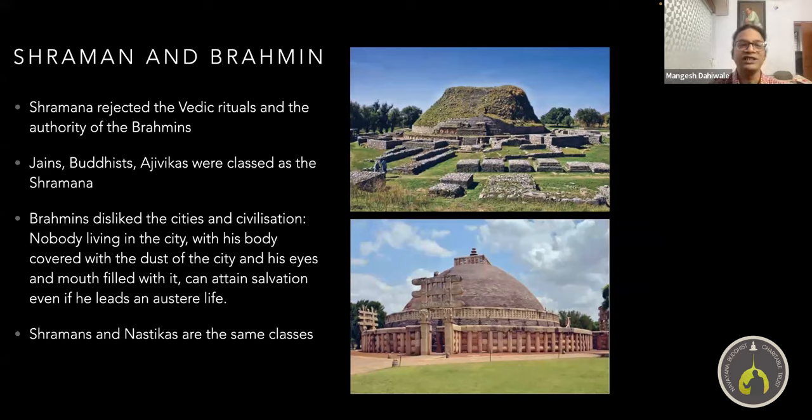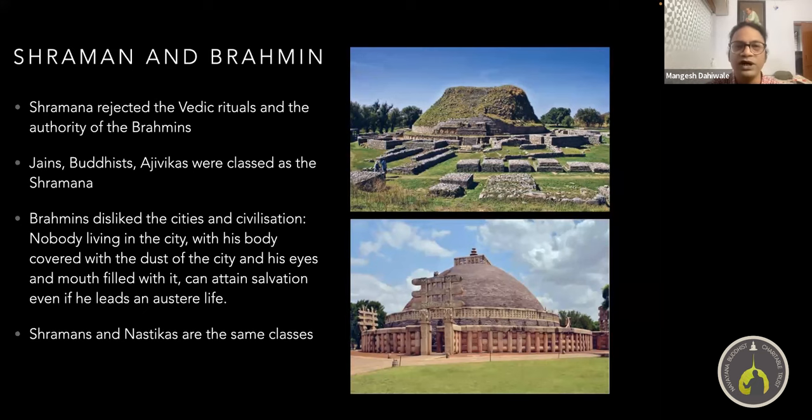So nobody living in the city with his body covered with the dust of the city and his eyes and mouth filled with it can attain salvation even if he leads an austere life. If you look at the Buddha, he stayed for a long time, he traveled everywhere, all different villages, all different places, even forests. But we see that all the important centers of Buddhism were located near the big cities like Rajagraha, Koshambi. And Shramanas and Nastikas are the same classes. Whenever we hear the word Shramana, we cannot but think of Nastikas.